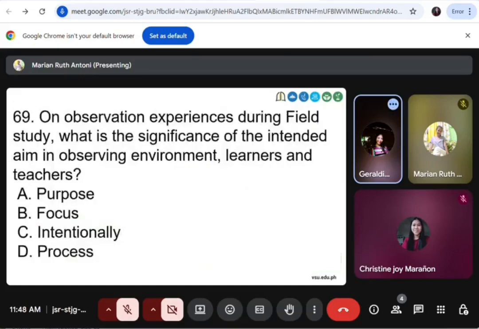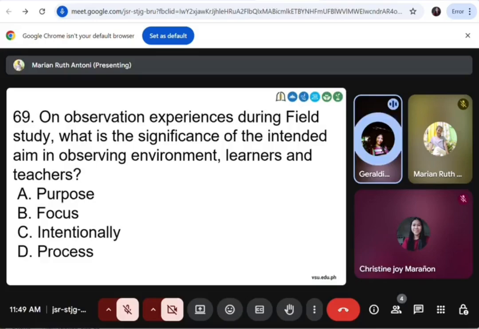Next, item 69. On observation experiences during field study, what is the significance of the intended aim in observing environment, learners, and teachers? A. Purpose. B. Focus. C. Intentionally. D. Process. So what do you think is the correct answer?